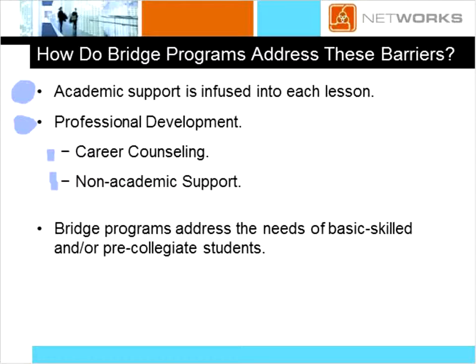And also another big component of bridge programs is down here. As we talked about, they address the needs of basic skills of pre-collegiate students by teaching basic skills with the content often of their target goal. Not a general uncontextualized basic skills class, but basic skills with computer technology infused. So those are some big characteristics of bridge programs.